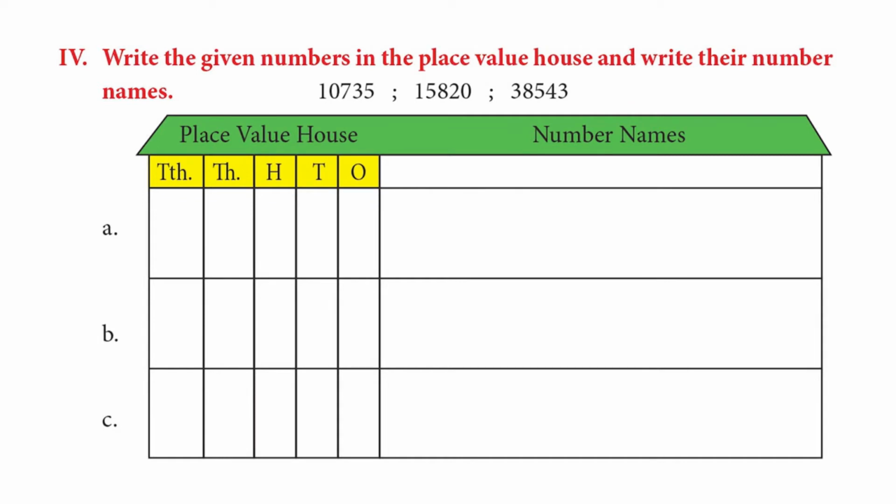Then the next one is again the place value. Write the given numbers in the place value house and write their number names as well. There are 4 numbers, sets of numerals, that are given for us. So, 10,735, the second number is 15,820 and the third number is 38,543. All of them are 5 digit numbers and you will need to use the 10,000s place. Alright. So, you remember when you are writing a 5 digit number, you will always have a comma after the thousands.